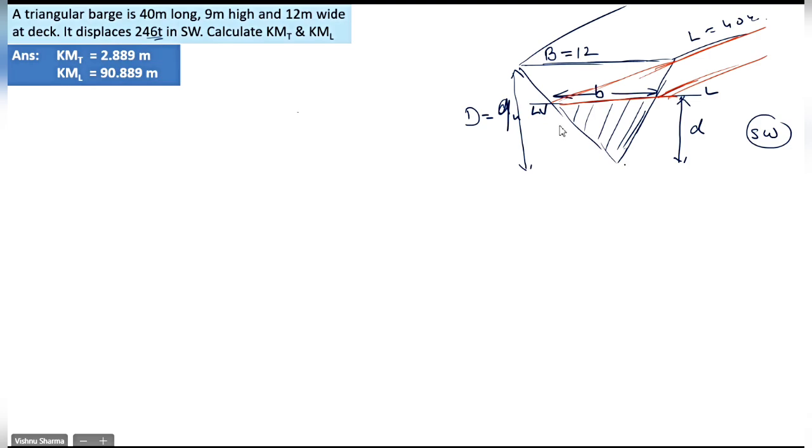Anybody? Speak up fast here if anybody is still having doubts in visualization. No, sir. Done. So in this case, based on the markings in the diagram, tell me what are the dimensions of the water plane area.